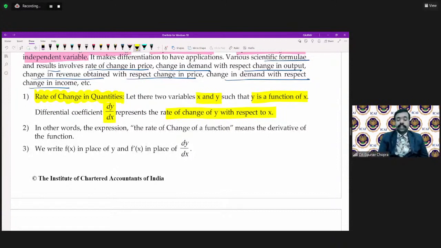In other words, the expression rate of change of a function means the derivative of the function. So whenever there is a statement of rate of change, that means we have to find out its derivative. Wherever rate of change is written, we have to find its derivative. If a function is given, we will find its derivative. If y is written, we can write dy by dx; if f(x) is written, we can write f dash x. Good.